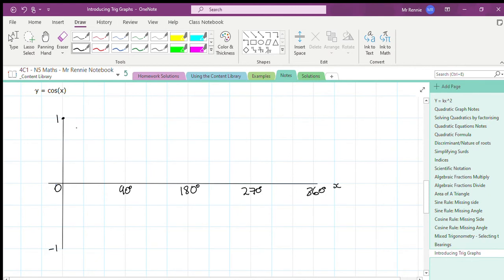Then at 30, sorry, we'll do the key points first. Then at 90, it was down at 0. Then at 180, we were down at negative 1. Then at 270, we were back up at 0. And then up at 360, we were back up to a value 1.